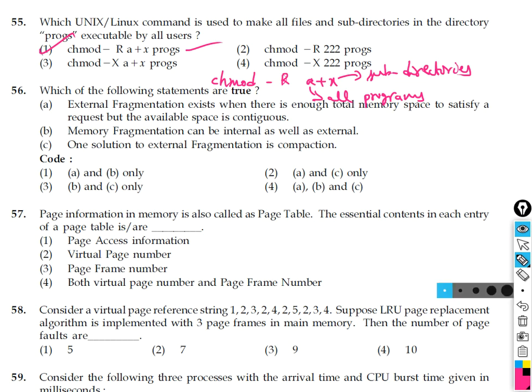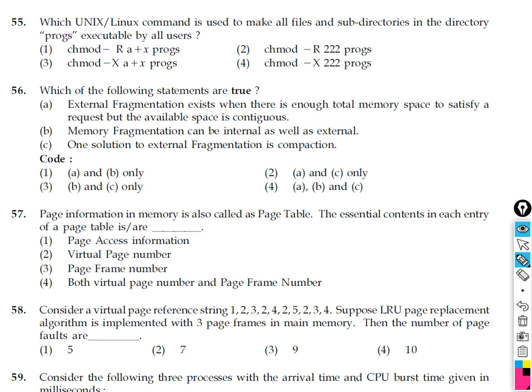Next, question number 56. Which one of the following statements are true? External fragmentation exists when there is enough total memory space to satisfy request, but the available space is contiguous. So if the available space is contiguous, then external fragmentation will not occur. But here the statement is a contradiction. If the space is contiguous, then no external fragmentation will arise. So this statement is false.